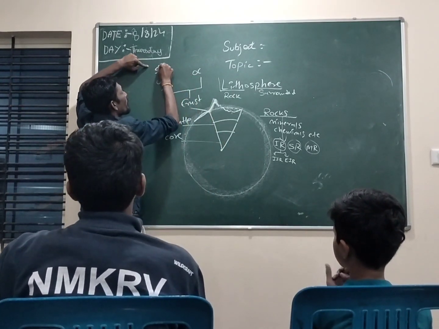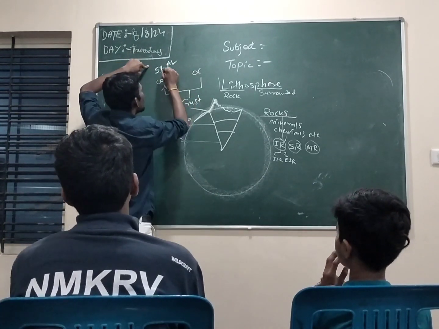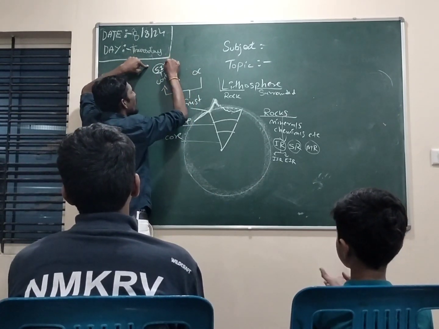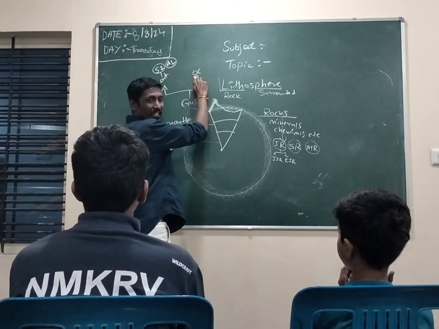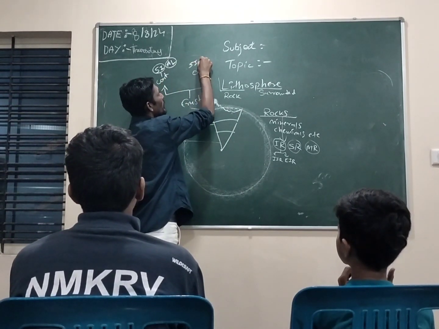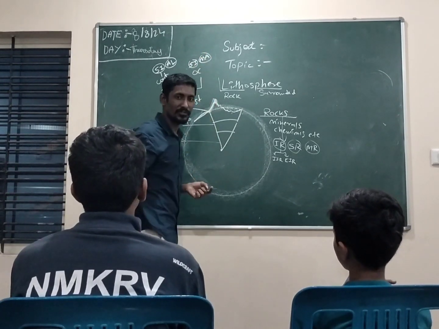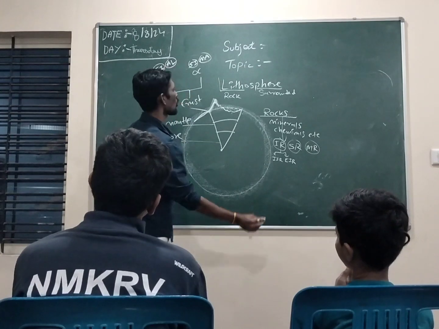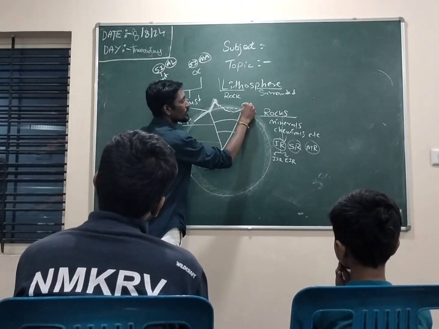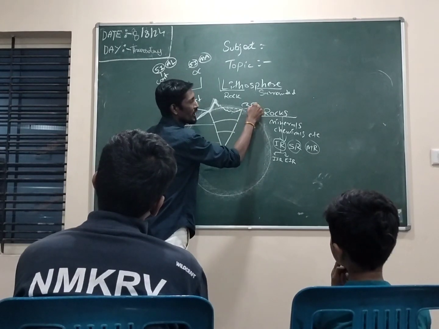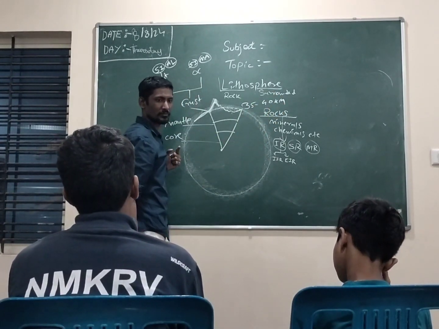Continental crust is made up of silica and aluminum, whereas oceanic crust is made up of sima, which is silica and magnesium. On an average, the depth of the crust is nothing but 35 to 40 kilometers.